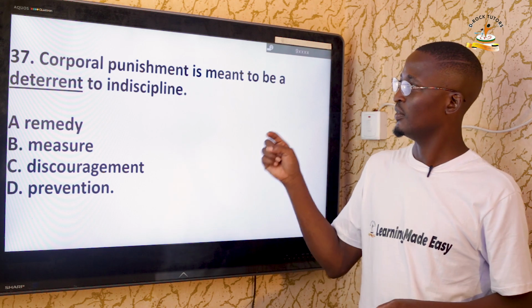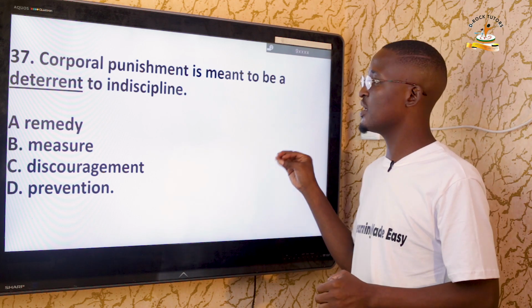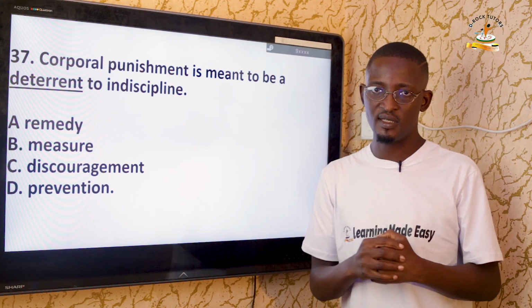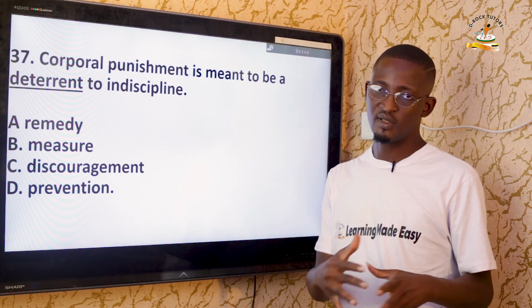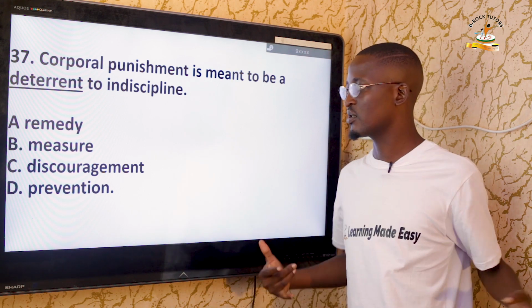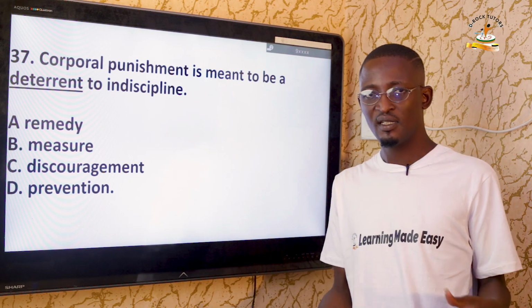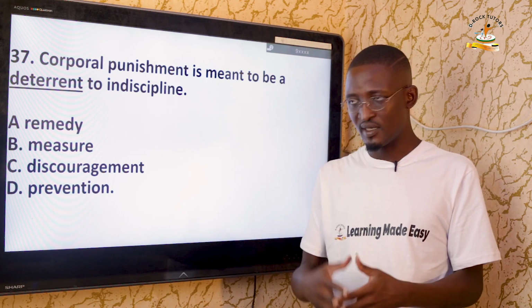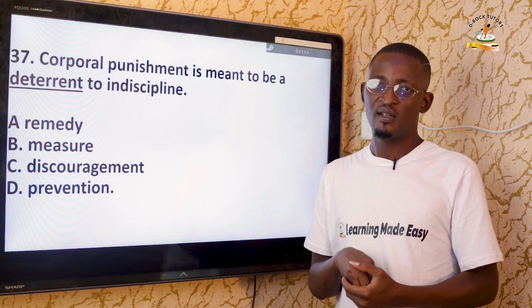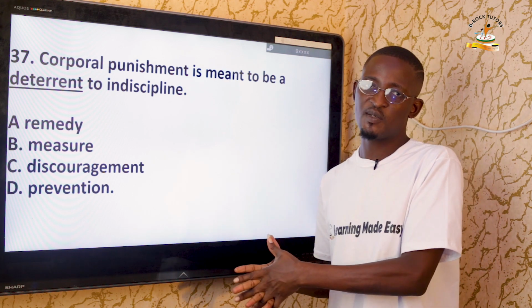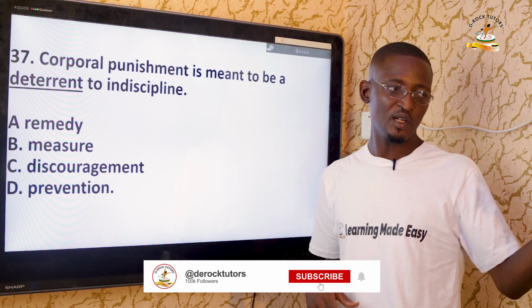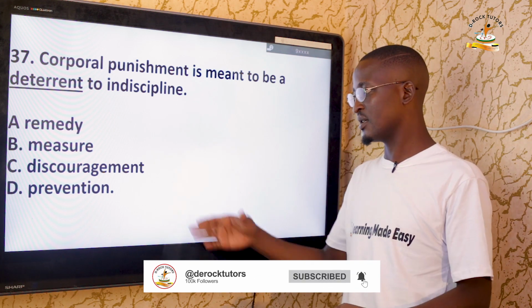37. Corporal punishment is meant to be a deterrent to indiscipline. Deterrent, to deter, that is, to discourage one from engaging in a certain act. If the person is punished, definitely it will deter others from doing that. That is discouragement.